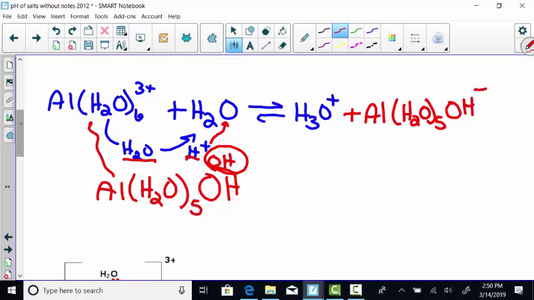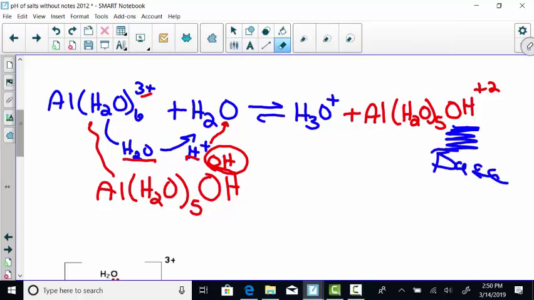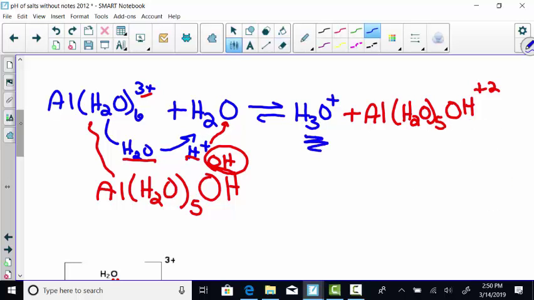I'm sorry, OH plus 2. It's not OH minus, it's OH plus 2. We went from a plus 3 to a plus 2. This is the weird part. That makes this solution acidic.